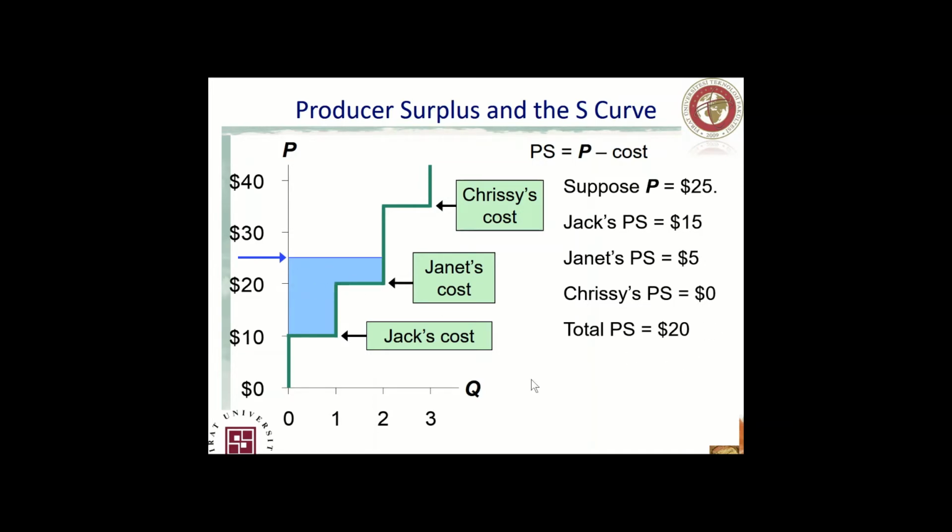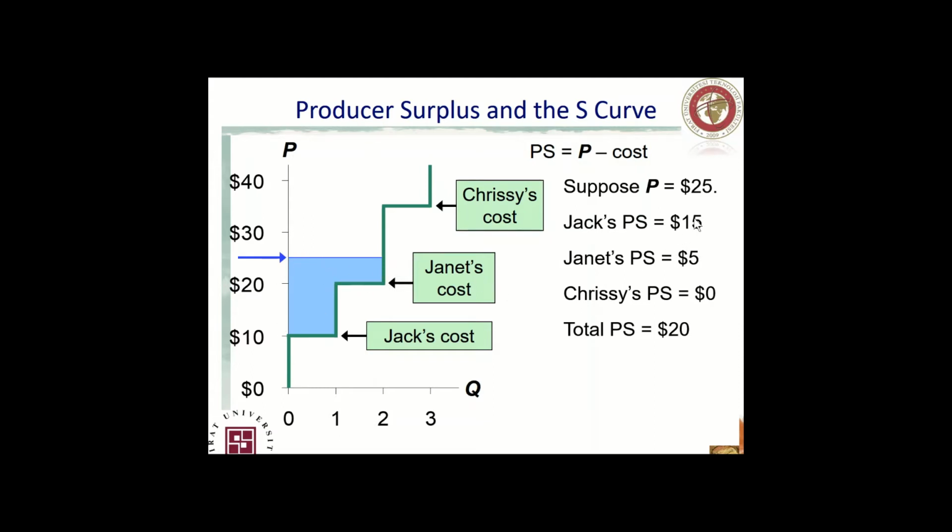Okay, so in that case, you may think about the total. If you want, you can subtract and sum up. Now, how do we subtract and sum up? Look at Jack, for example. The price is 25 minus the cost, that's 15. How about Jeanette? The price is 25 minus 20, that's 5. If you sum up 15 plus 5, that's exactly 20, exactly as calculating these two areas and summing them up.